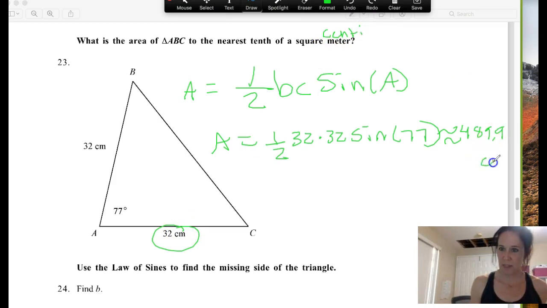Okay, and that would be centimeters squared. Let's see if I can squish it in there. Centimeters squared. All right, and that's how you do that one. Just know that formula.